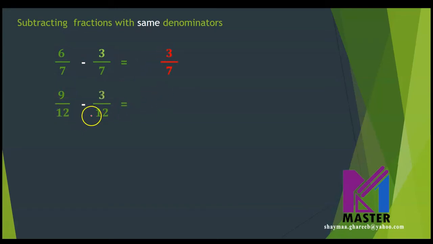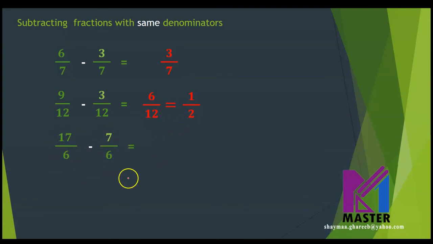9 over 12 minus 3 over 12. So 9 minus 3 is 6. So the answer will be 6 over 12. In this fraction, I have to simplify to the simplest form. So I can divide up and down by 6. Then the simplest form will be 1 over 2. 6 divided by 6 equals 1. 12 divided by 6 equals 2.